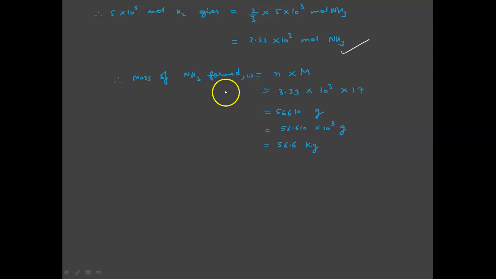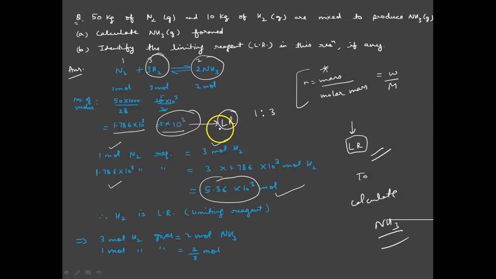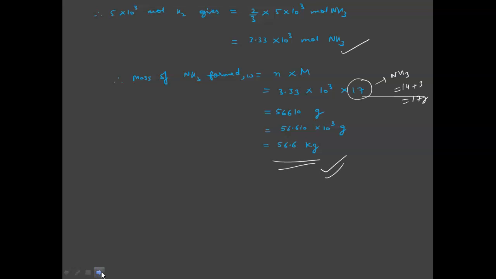Now, to calculate mass of NH3, you know that we have to multiply moles into molecular weight. So here it is 3.33 into 10 to the 3 into 17, that is the molecular weight of NH3, 14 plus 3, 17 gram. So it comes out to 56.61 into 10 to the 3 gram, or we can convert into kg because the number is very large, 56.6 kg. So here is the question. First of all, we calculate the limiting reagent. Now we will calculate the product, because the limiting reagent decides the product formed.